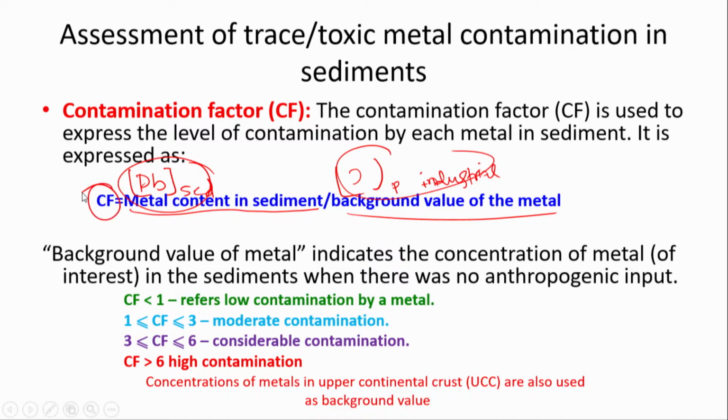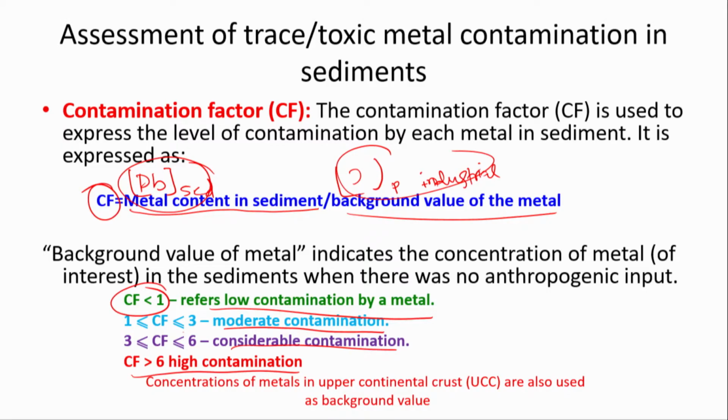So if the contamination factor is less than 1, it means low contamination by the metal. If it is between 1 and 3, that is moderately contaminated. Then 3 to 6, considerable contamination. And if the contamination factor is higher than 6, then that sediment is highly contaminated.